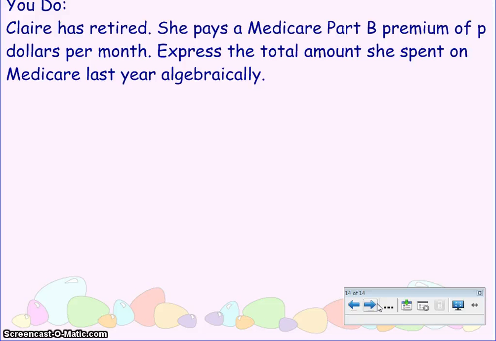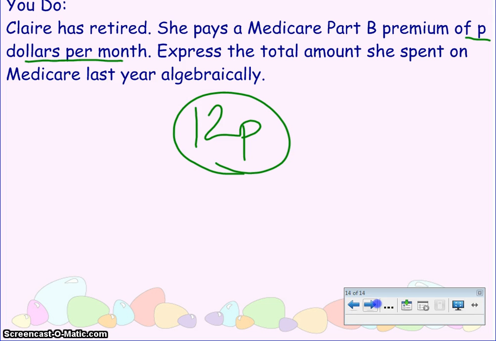All right, Claire is retired. She pays Medicare Part B premium of P dollars per month. Express the total amount she spent on her Medicare last year algebraically. Well, she paid P and she did it monthly. She did it 12 times. So algebraically, I'm looking at 12P. And that's it for 9.2.